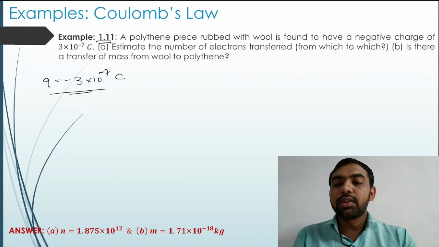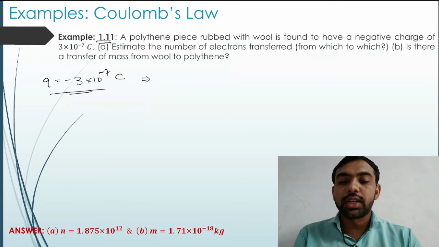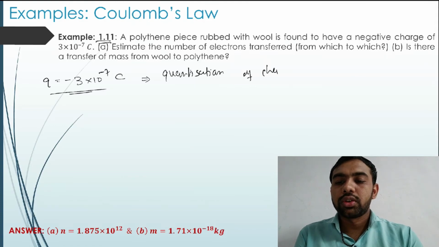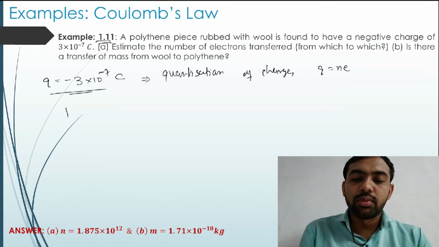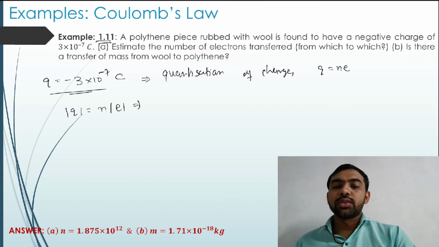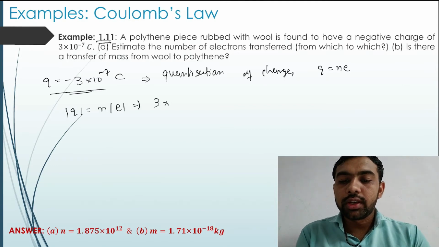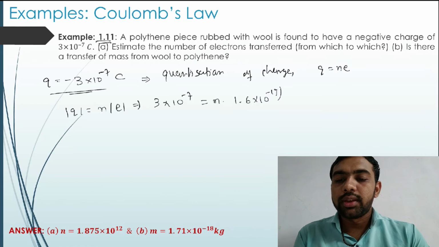Okay. Estimate the number of electrons. So use the properties of charge. Quantization of charge. Q is equal to what? n. So we use the mod sign. So mod Q is equal to n into mod e. So what is mod Q? 3 into 10 raised to minus 7 is equal to n. What is the e? 1.6 into 10 raised to minus 19.